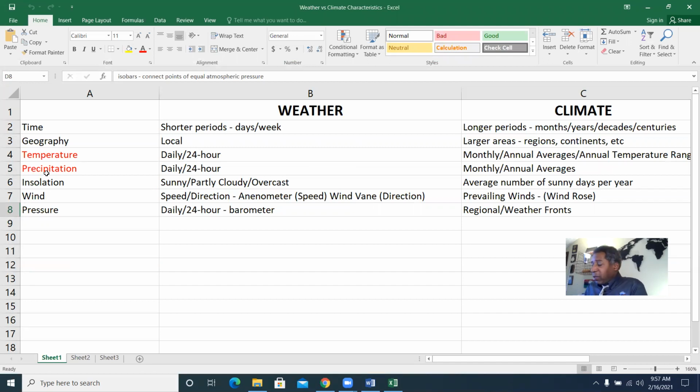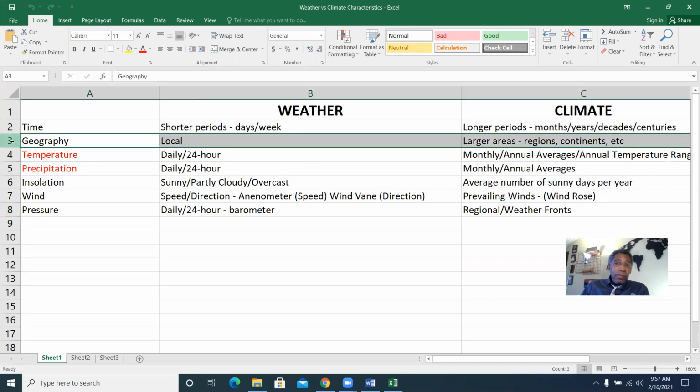Now, when we look at differences in terms of geography, when we say weather, we're talking about atmospheric conditions, usually within a localized area. With climate, we'll look at climate regions, larger areas, continents, nations, and so on. But we also can look at climate in local areas too.